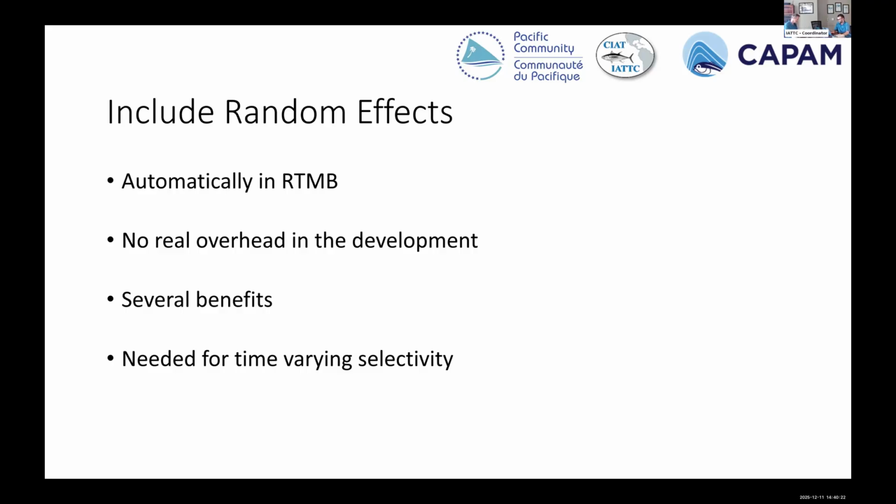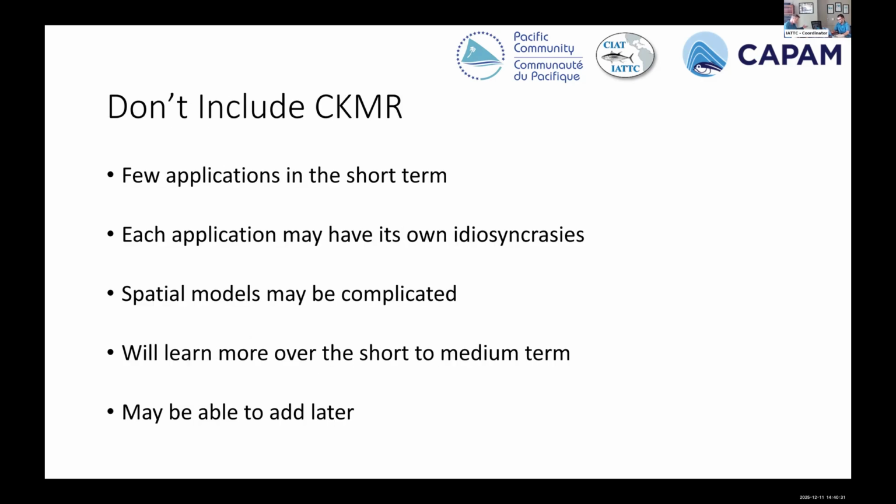Don't really need to add anything here about random effects. If we use RTMB, they're automatic. And we need them for time-varying selectivity. Again, I mentioned close-kin mark-recapture. There's a few applications. Each of the applications are probably going to have their own little bits and pieces we've got to deal with, and spatial models will make it even more complicated, and that's kind of one of the main things we want for tuna assessments.